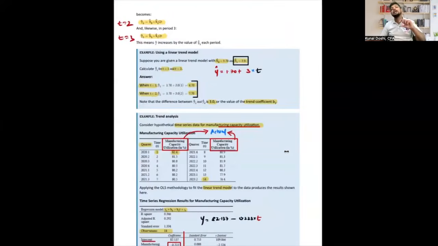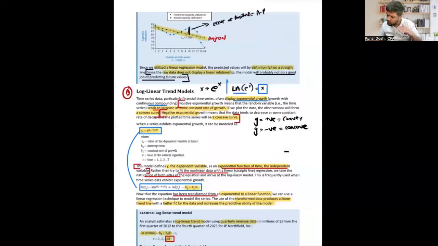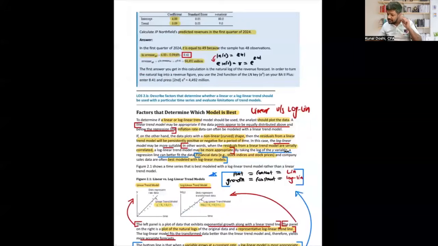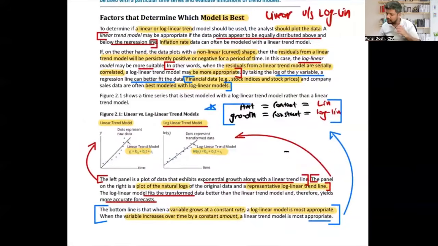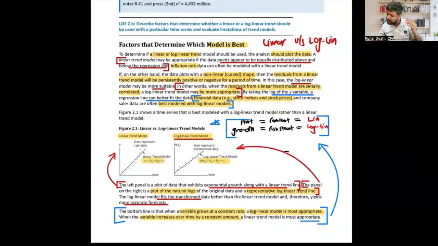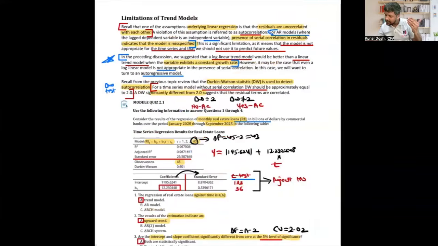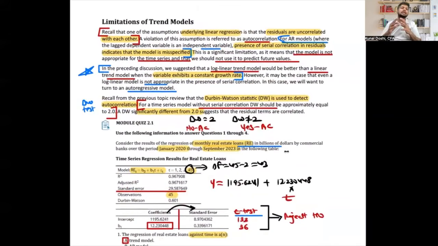And then we did the log linear model. We understood when to use which model, what is the reason behind using a linear and log linear model. This is where we completed the comparison of both the models, and then we tested the models. Yes, we tested which model is best, correct? We tested the model using the DW test, correct? And then we also understood the limitations of the trend model. Of course, it is very much related to the assumptions of multiple regression, correct?